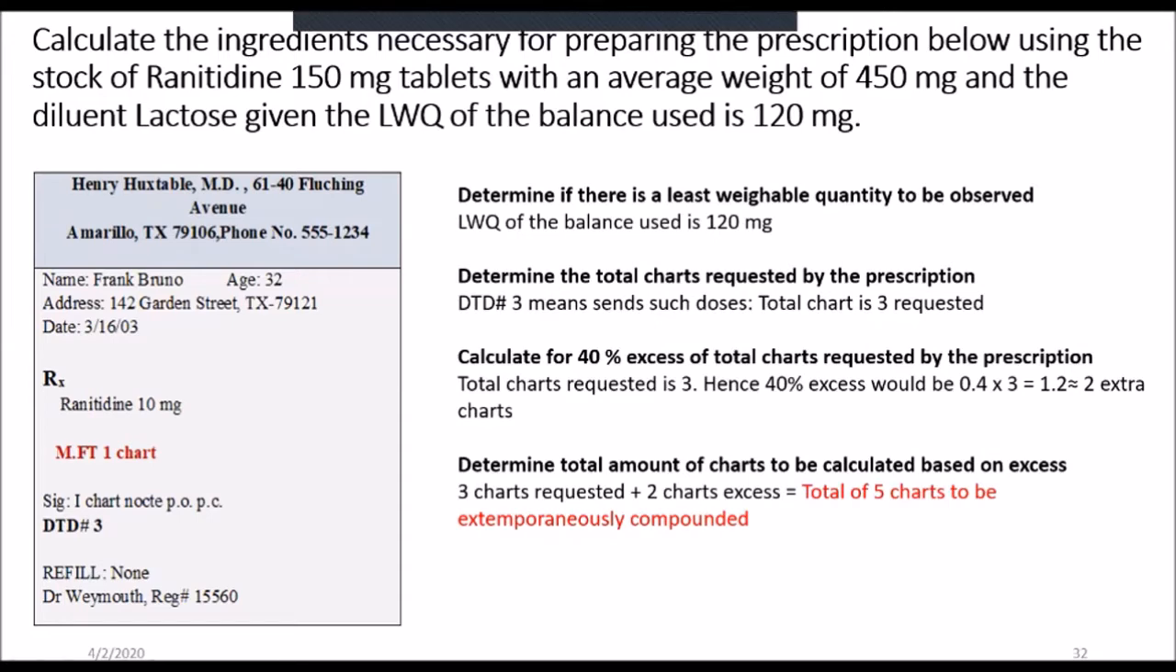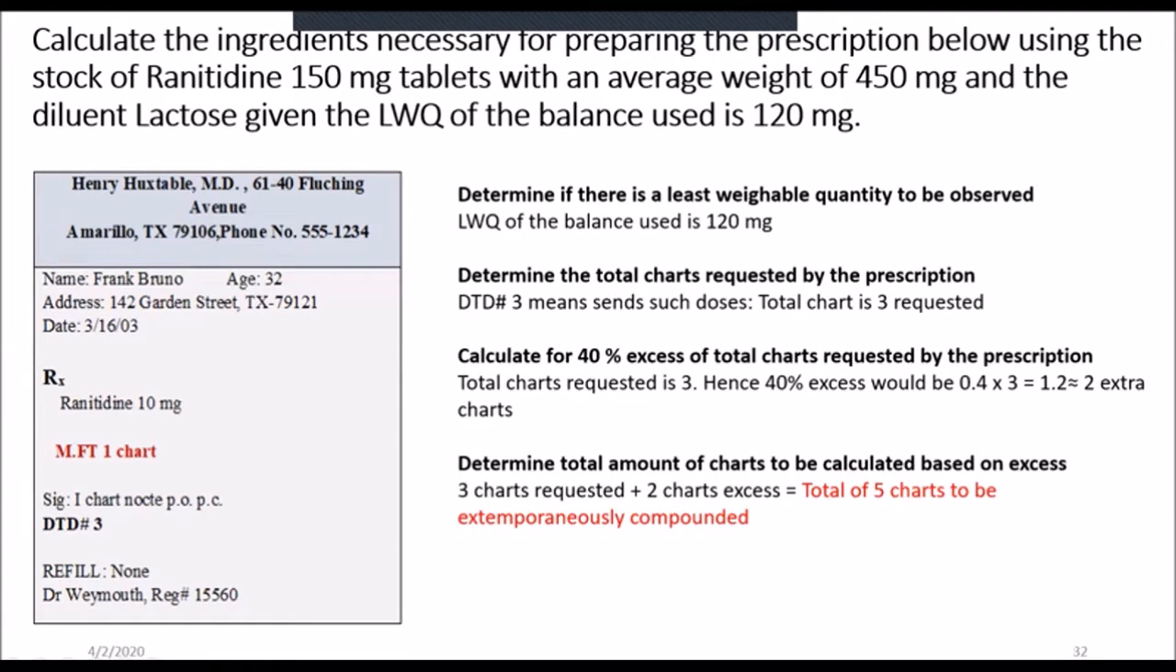So we're going to be looking at our prescription. This prescription states that the patient is going to get ranitidine 10 milligrams, MFT 1 chart, SIG 1 chart nocte, DTD number 3.